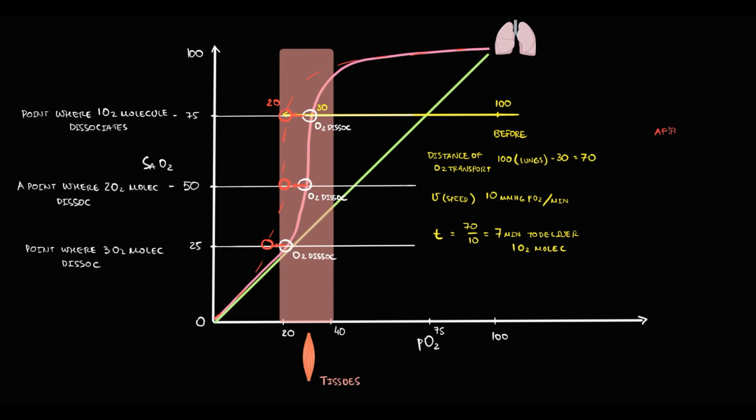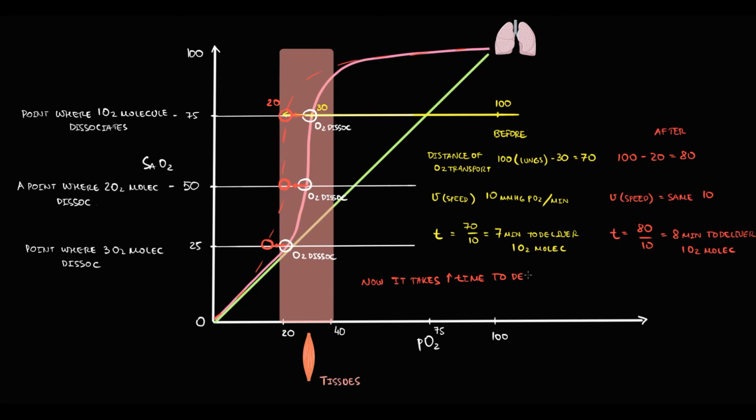But with the left shift, the distance becomes larger. 100 minus 20 is 80. The speed of oxygen transportation by the hemoglobin remains the same. And because the distance becomes larger and the speed is the same, the time of oxygen transportation will increase. So now it takes 8 minutes for hemoglobin to deliver the first oxygen molecule to tissues.